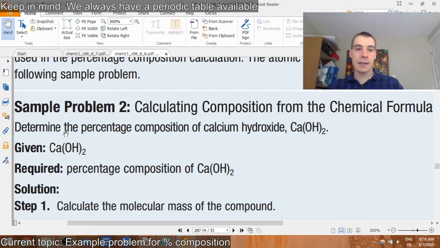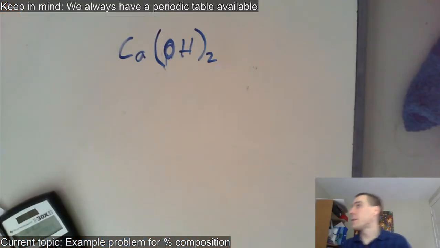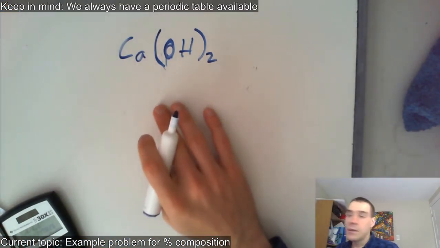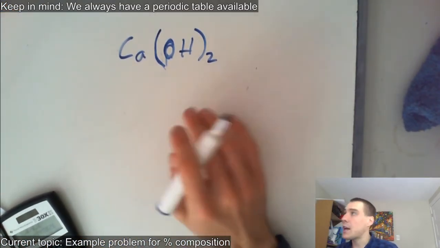This one's going to be calculating the percent composition of calcium hydroxide, given the formula here. And we want the percent composition. So we want the percent calcium, the percent oxygen, and the percent hydrogen. So let's jump over here. Here I've written out my formula. The first step is to figure out how many of each atom I have.